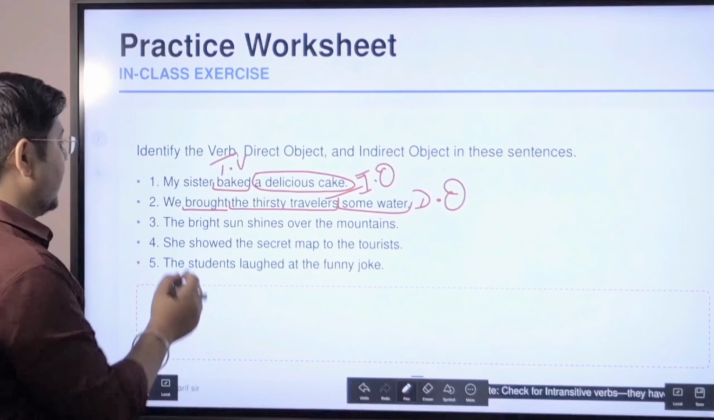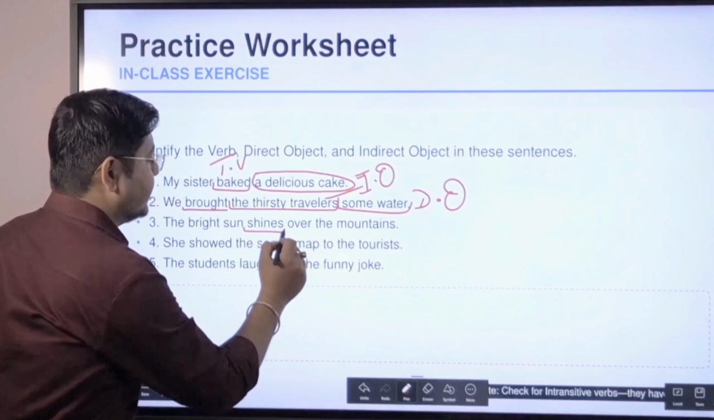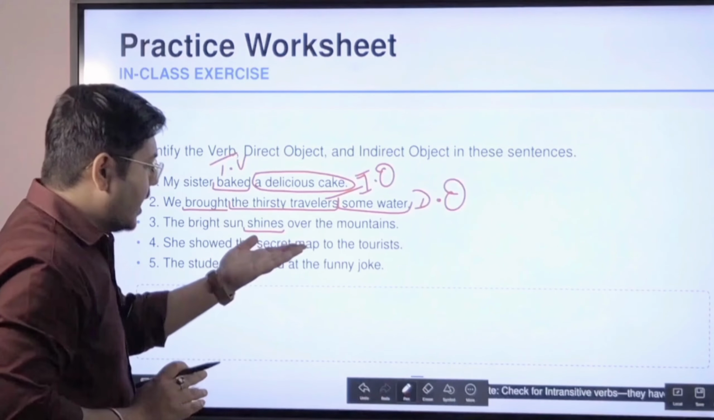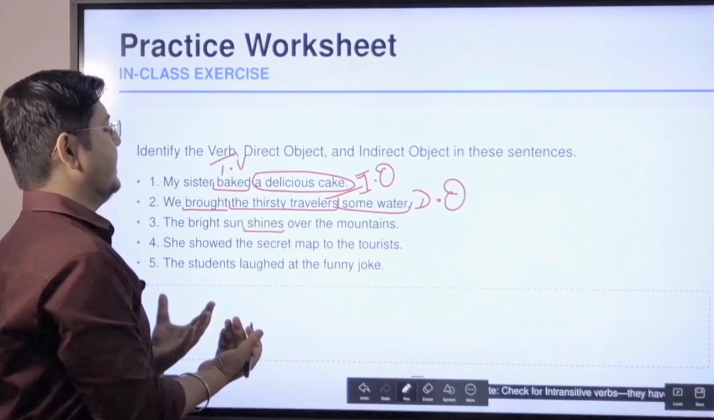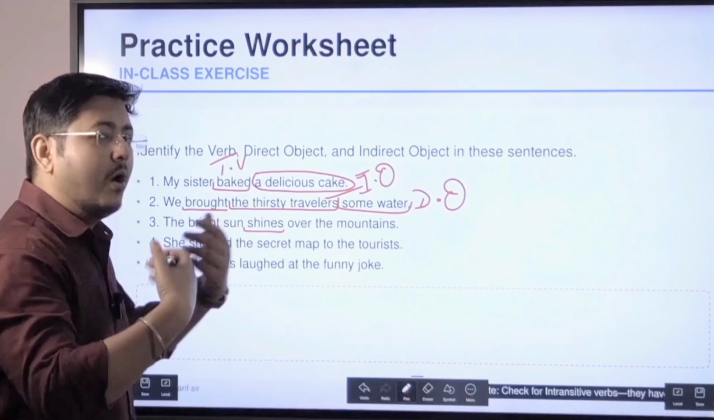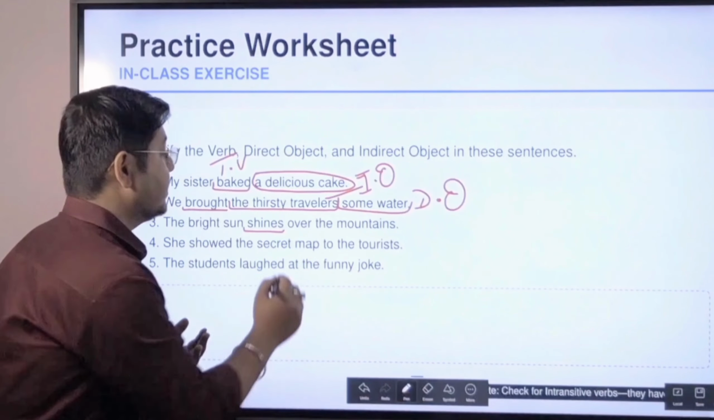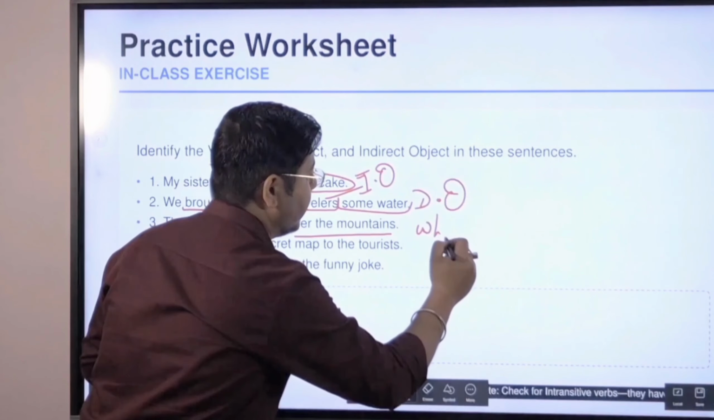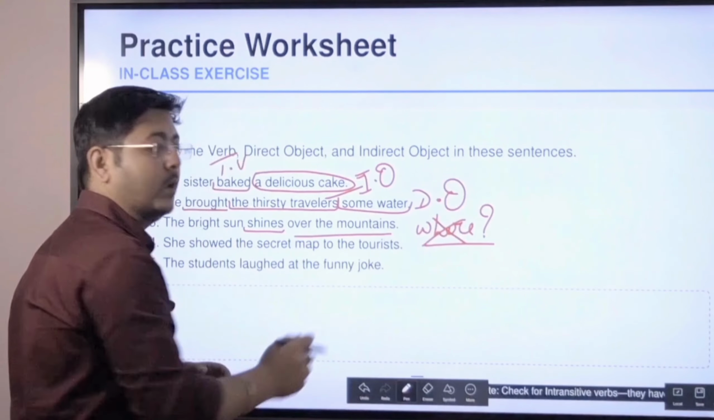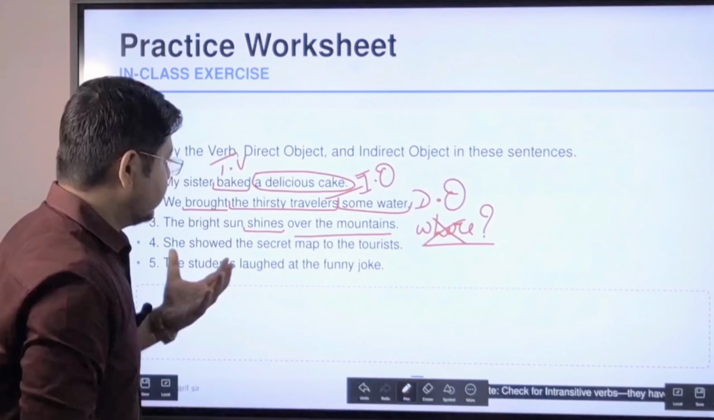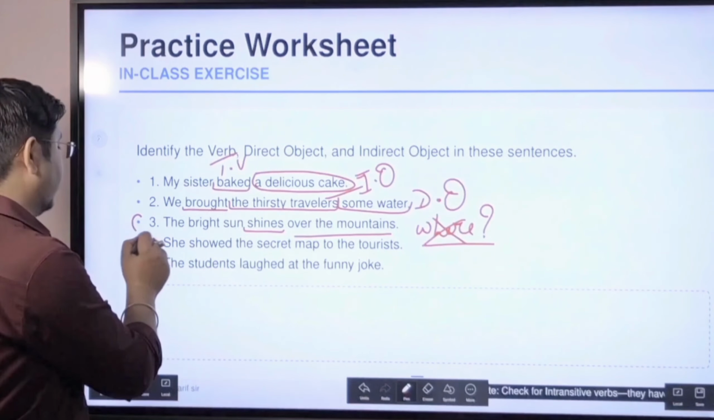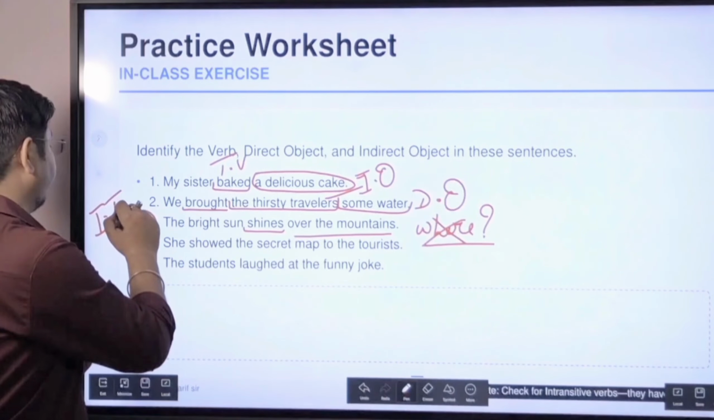Sentence number 3. The bright sun shines over the mountains. The bright sun shines. Shines is the verb here. Now, the remaining part of the sentence, do you think we are getting the answer of what or whom? The sun shines. Shines what? No answer. Shines whom? Again, no answer. It is just answering the question where. But students, if you paid attention, you remember that we do not need the answer of where. We only need the answer of what and whom, which ultimately means that this verb has no object and this is an intransitive verb. Sentence number 3 is an intransitive verb.